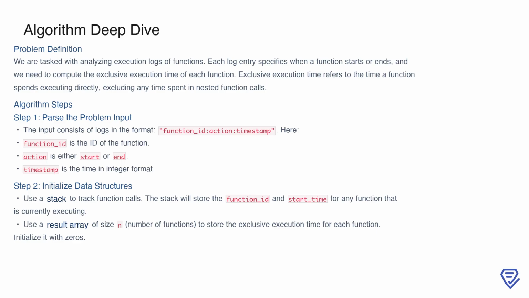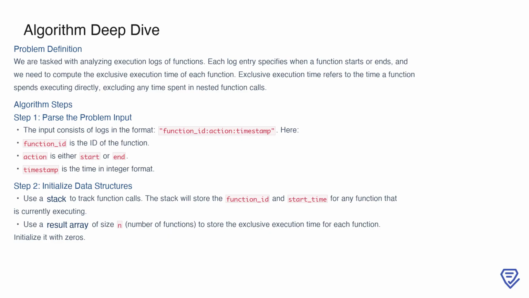In this problem, we need to calculate the exclusive execution time of each function based on its execution logs. Each log specifies whether a function starts or ends, along with the corresponding timestamp. The exclusive execution time of a function refers to the time it directly spends executing, excluding any time consumed by nested function calls. To tackle this, we start by parsing the input logs, which follow the format function_id action timestamp.